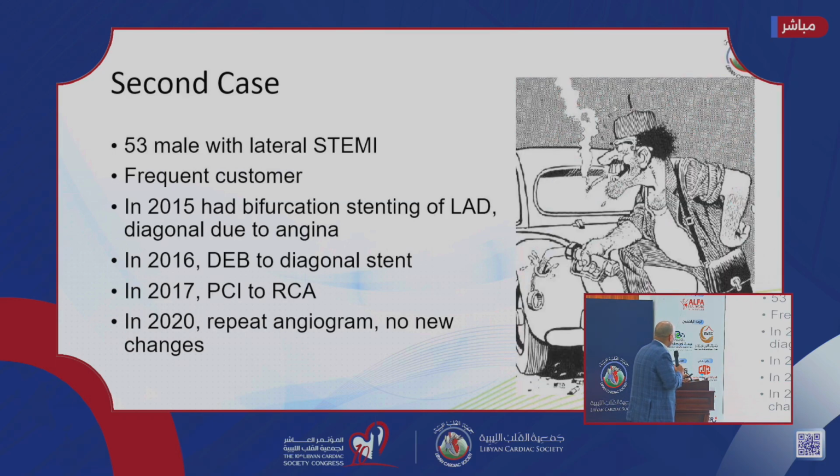Okay. This is the second case. 53-year-old male with lateral STEMI. Frequent customer. In 2015 had bifurcation stenting of his LAD and diagonal for angina. Came back a year later with stenosis in his diagonal stent, was treated with a drug-eluting balloon. In 2017 came for a separate lesion altogether with PCI to his RCA. In 2020 had a repeat angiogram for circumspect indications, and there were no new changes. But now presents with a lateral STEMI.